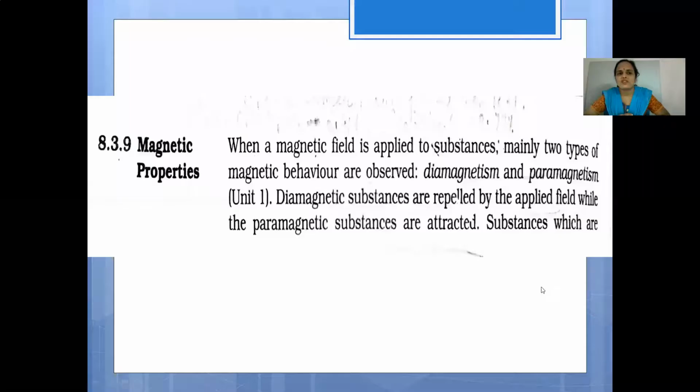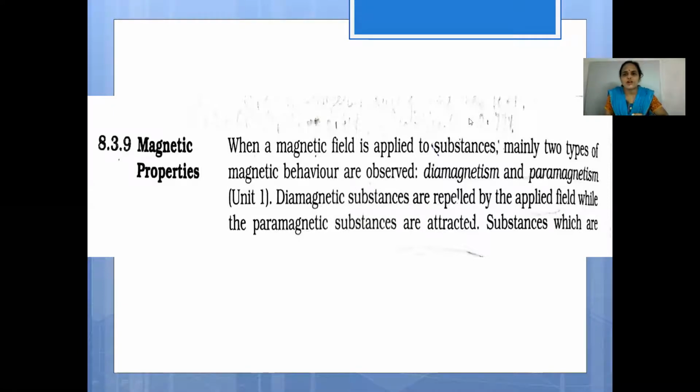Hello students, we'll start with the magnetic properties of the d block elements. So when a magnetic field is applied to substances, mainly two types of magnetic behavior are observed: diamagnetism and paramagnetism. Diamagnetic substances are usually repelled by the applied field, while the paramagnetic substances are attracted.